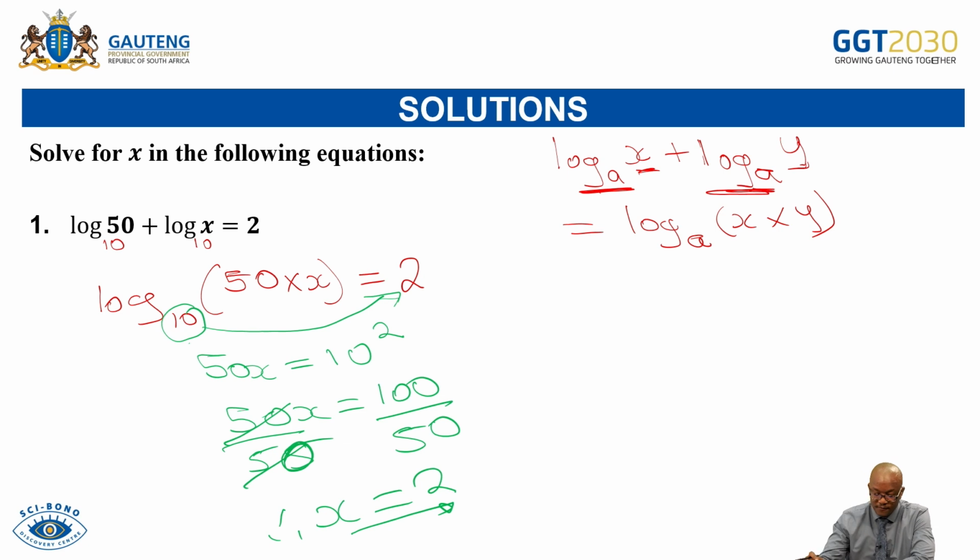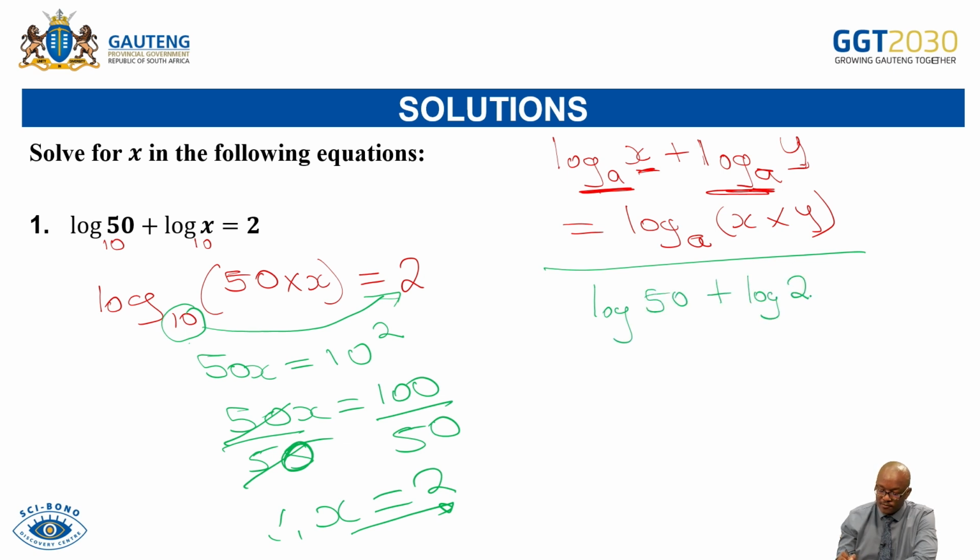So if you take the log, you write it like that. You say the log of 50 plus the log of 2. Then the answer there must give you 2. You can test that using a calculator. So it's the log of 50 plus the log of 2. The answer there will become 2. So we have answered our question successfully there.